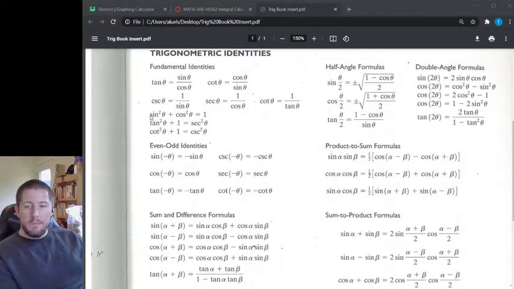The way that we build these, by the way, is you just take that sine squared plus cosine squared equals 1. If you divide this entire equation by sine squared, then you're going to get cosine squared over sine squared, which is going to give you the cotangent squared plus 1 version.